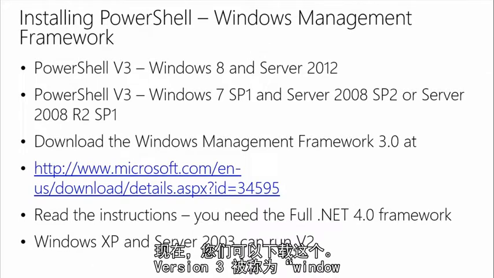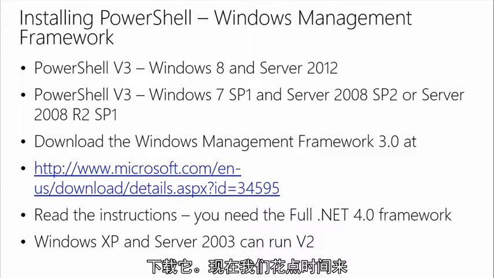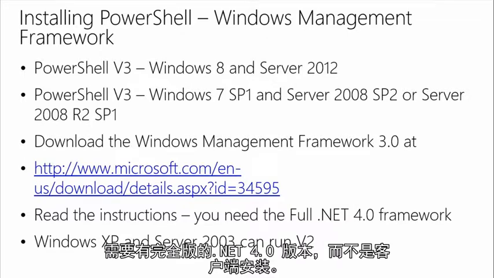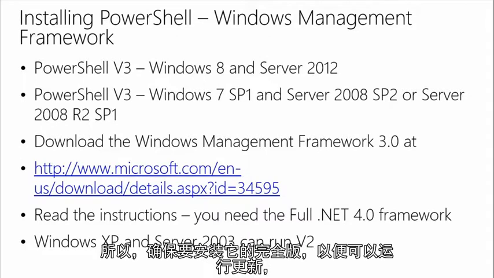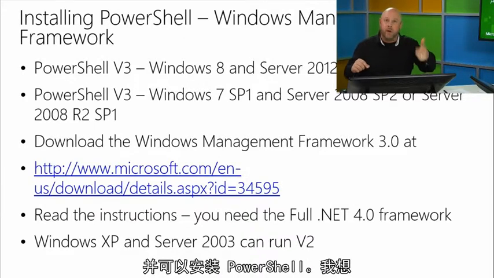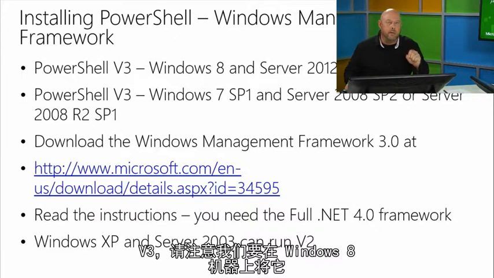Now you can download this. Version 3 is referred to as the Windows Management Framework, and I have a link there for you where you can download it. Now guys, take a moment and read the instructions for this. A couple of things for you. First of all, you're going to need the full version of the .NET 4.0 framework, not the client install. So make sure you install the full version of it so that the update can run and you can get PowerShell installed.